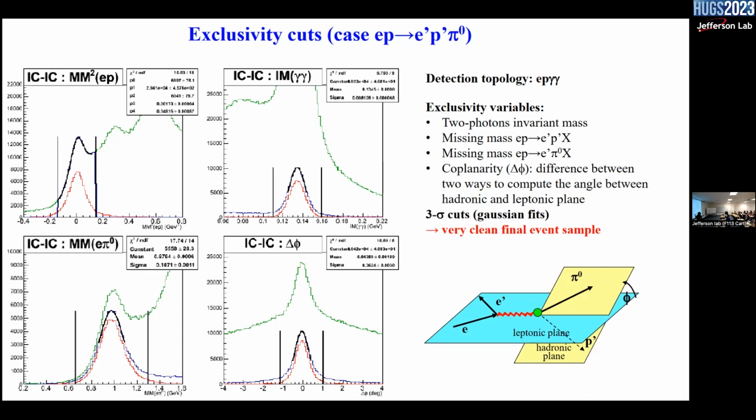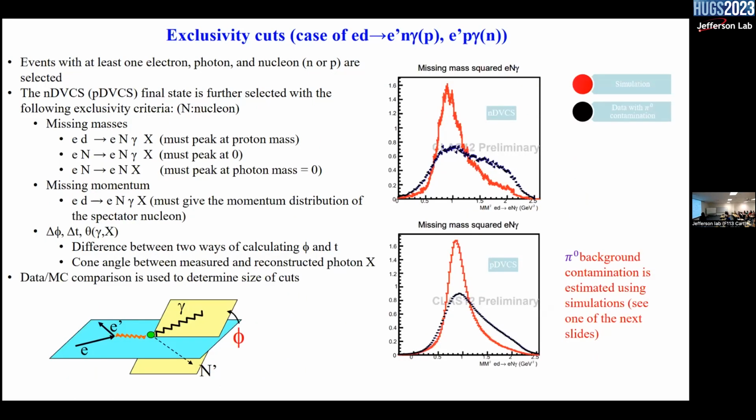And these plots show you in green before all the exclusivity cuts are applied, and the red is the final one when all the exclusivity cuts are applied. And you see how little to no background there is outside of the tails, which is not the case for DVCS. For pi zero it is much easier because you don't have really competing backgrounds, while for DVCS it is much more complicated. So here, coming to DVCS, I'm showing the analysis on deuteron to make the measurement of neutron DVCS.